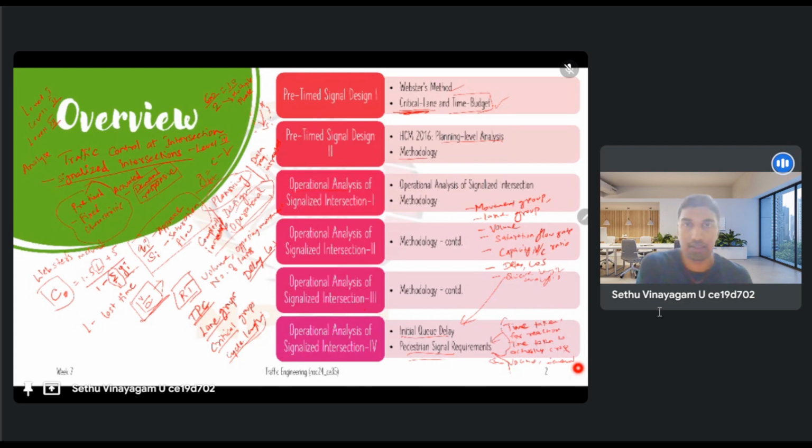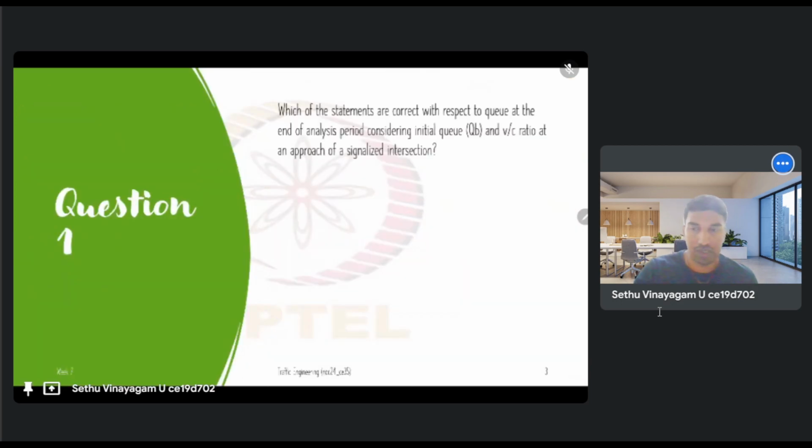Now let's look at some problems related to these. The first question for week 7 is: which of the statements are correct with respect to Q at the end of analysis period, considering an initial Q, QB, and a V by C ratio at an approach of a signalized intersection? Option A: if QB is equal to 0 and V is greater than C, there will be no Q at the end of analysis period.